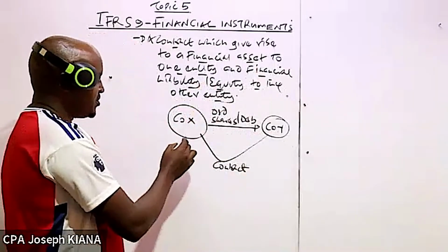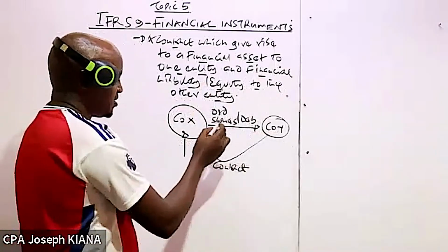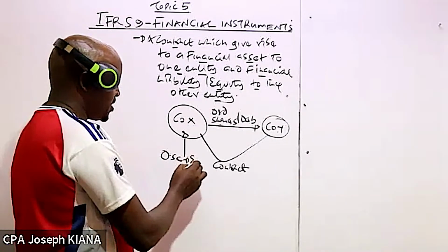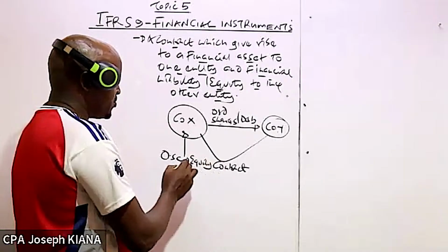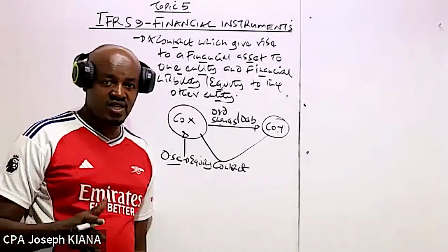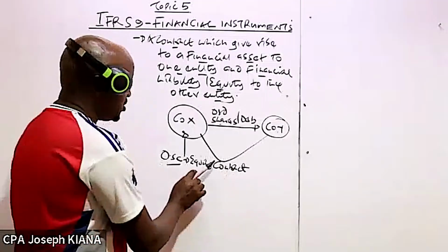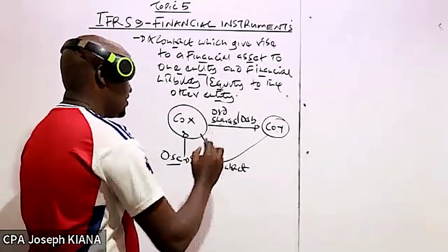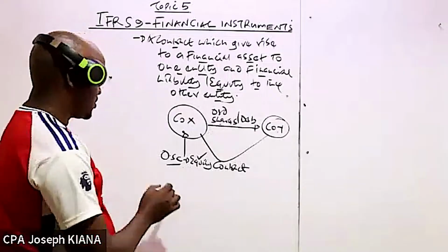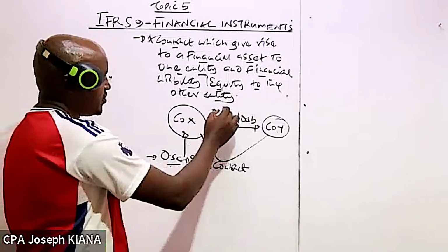Generally, we assume that this company has issued shares. What we know is that once a company issues shares, it raises a capital which is known as ordinary share capital, and ordinary share capital is part of equity. So once this company issues ordinary shares, that gives rise to equity as far as company X is concerned.